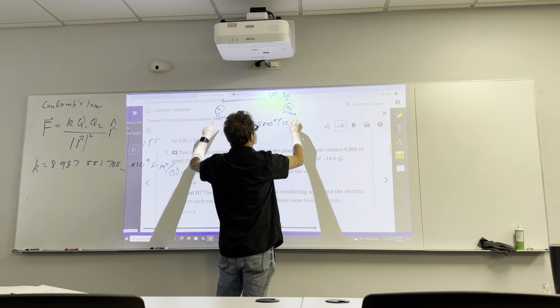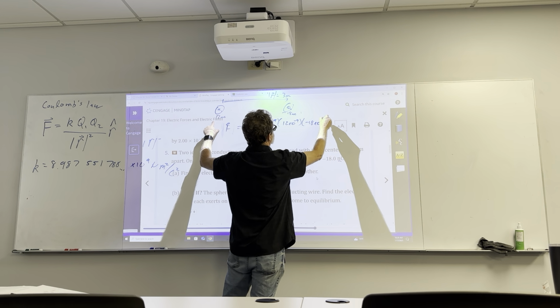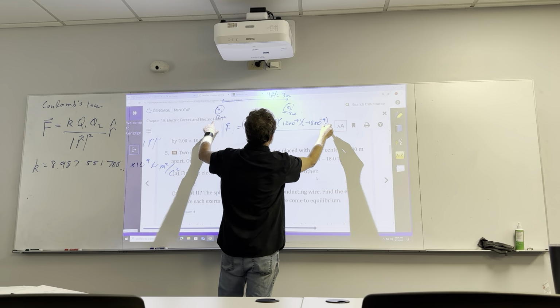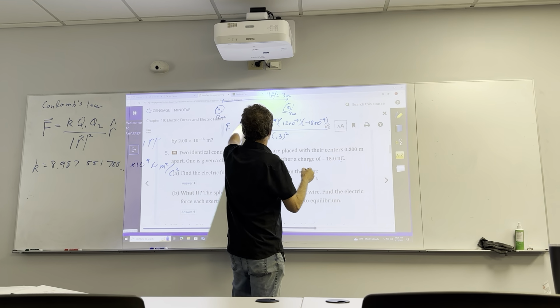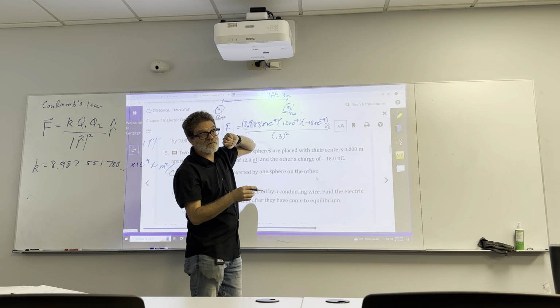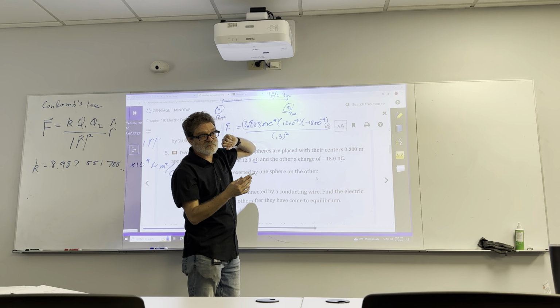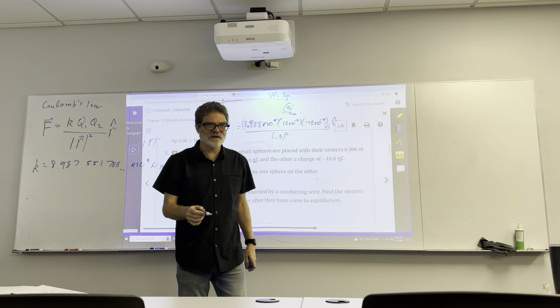So 12 times 10 to the minus 9, negative 18 times 10 to the minus 9. The distance is 0.3 squared, and now I need the direction. What's the direction from 1 to 2? To the right, which is, remember these things? I hats, J hats, all that stuff.